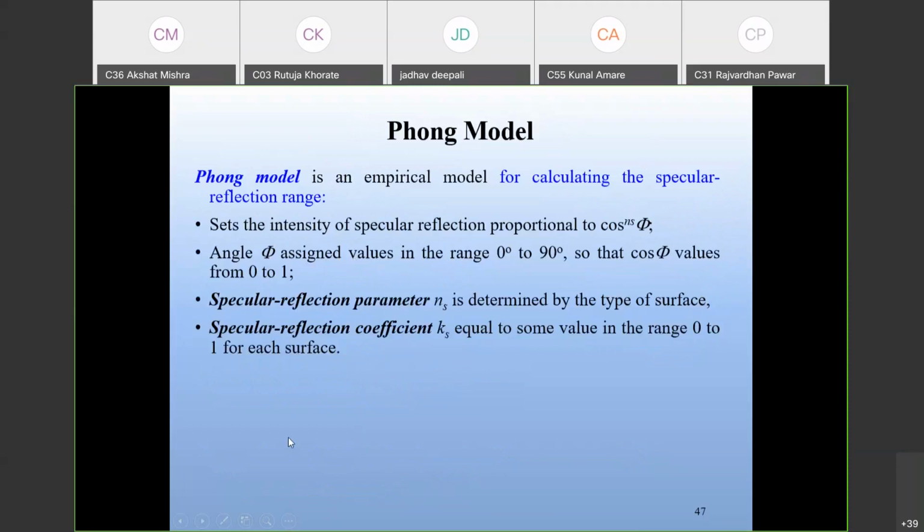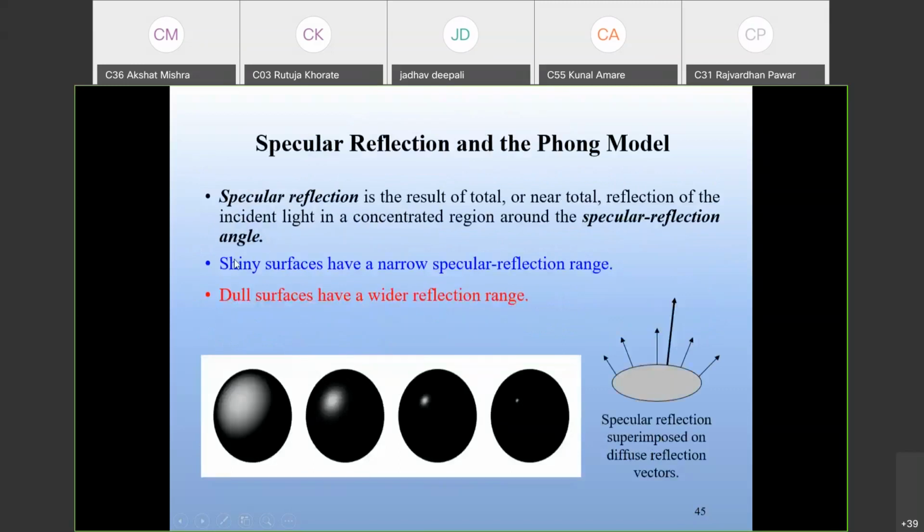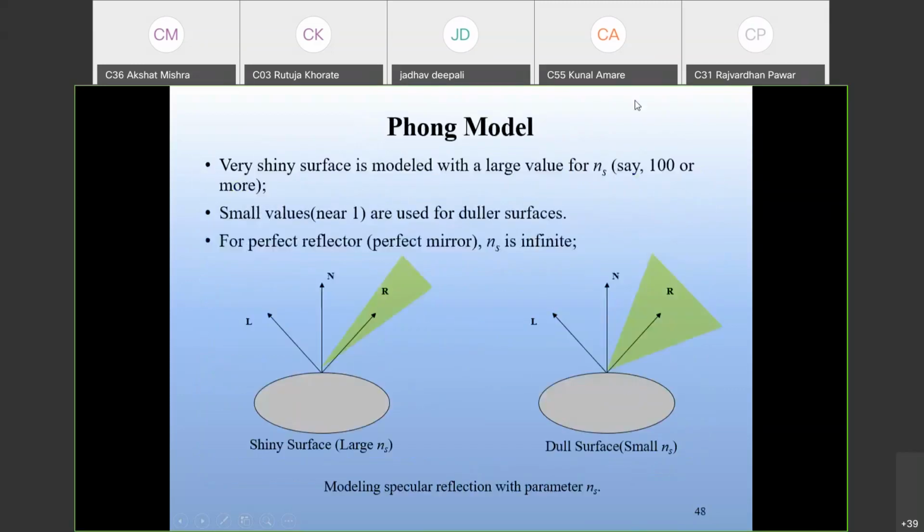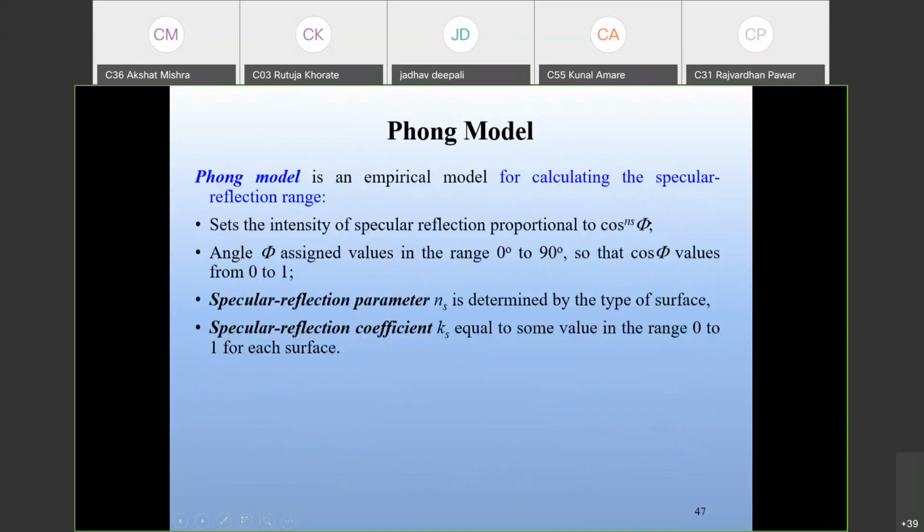So what is the Phong model? Specular reflection is calculated using the Phong model. The Phong model is an empirical model for calculating the specular reflection range. As I told you, the specular reflection range is different depending upon the surface. When it is a shiny surface, its range is narrow, but when it is a dull surface, it is a wider range. So that range, set the intensity of the specular reflection proportional to cos^ns phi.